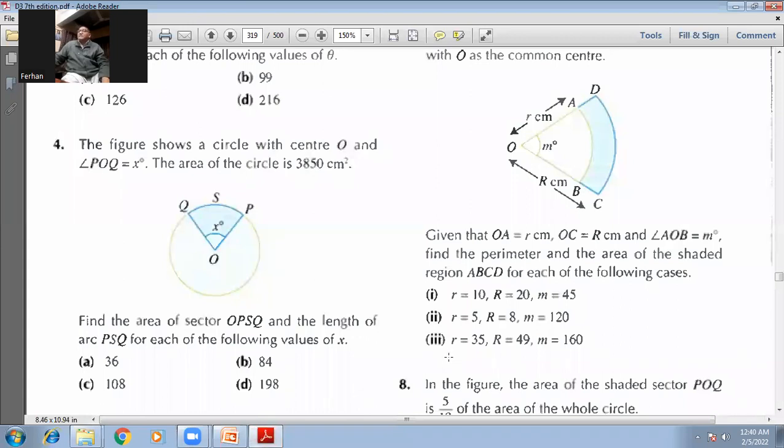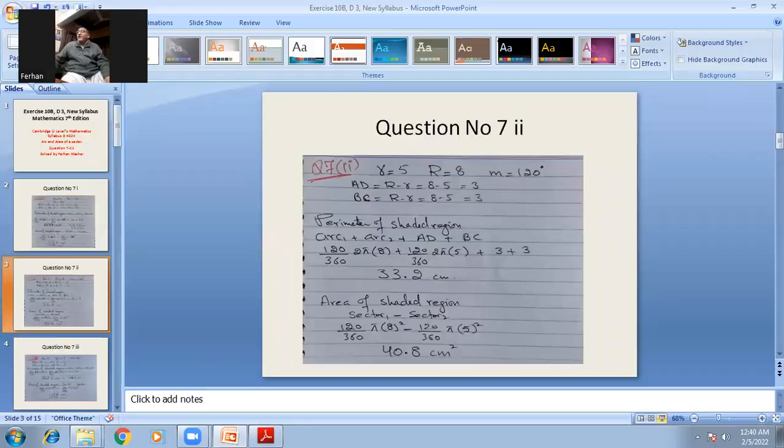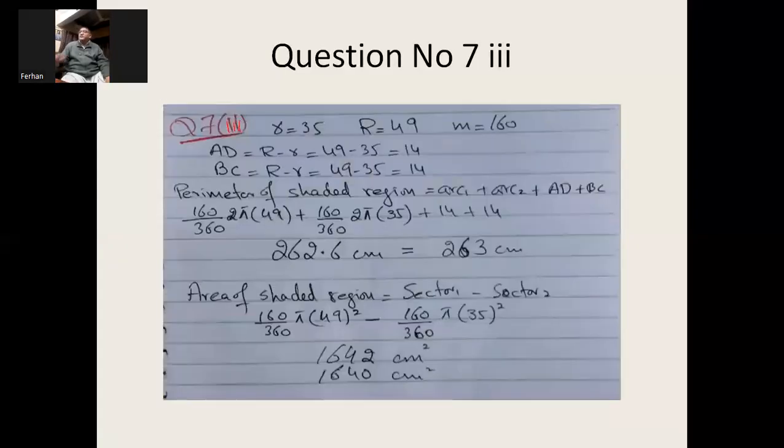Hopefully you understand. Question number 7 and its third part. The small radius is 35 and the big radius is 49, and the angle subtended at the center is 160 degrees. So we want to find out the perimeter of this shaded region with these values and the area of this region with these values. So that's the third part. So let's start. This is how we will do it.